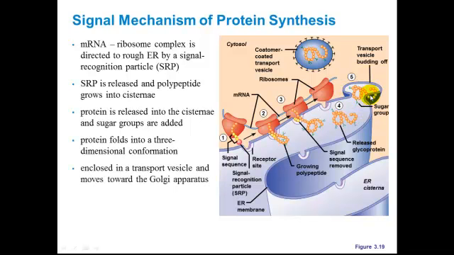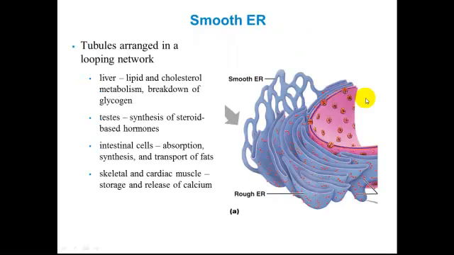So earlier we mentioned vesicular transport, or vesicular trafficking. A little section of the membrane of the rough ER will bud off, containing within it the protein. That's then going to make its way to the Golgi apparatus, where we'll see packaging occurring.